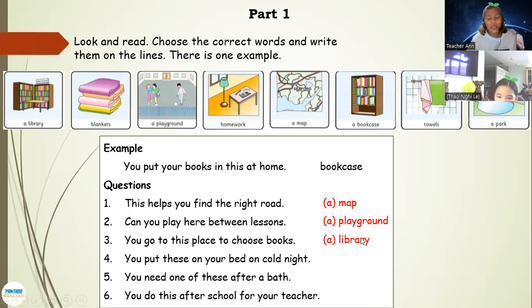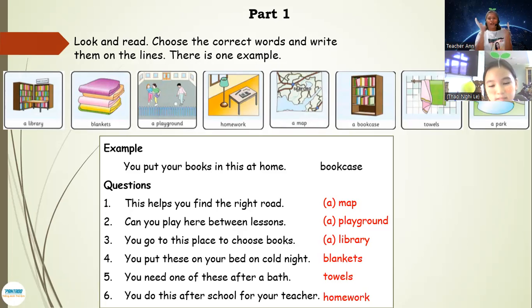Four, you put this on your bed in cold night. It's blankets. Five, you need one of this after bath. The towels. Six, you do this after school for your teacher. It's homework. Okay, very good. Great job. Okay, next one.